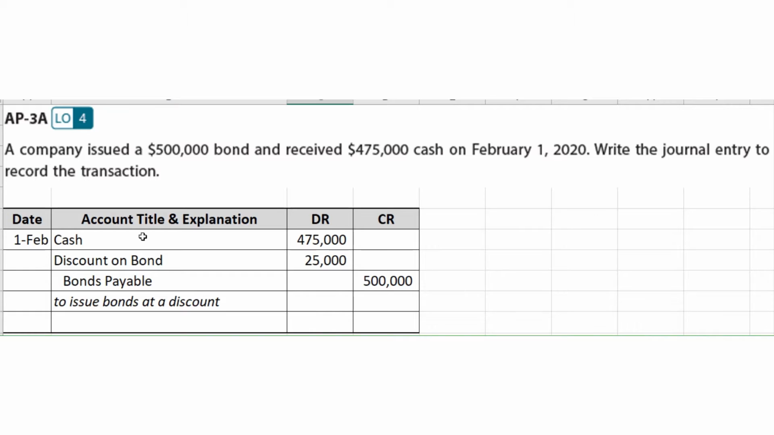Question 3A, we had a company who issued a $500,000 note bond but only received $475,000 in cash on February 1st, and we're just asked simply to record the journal entry to record this transaction. So we will debit our cash that was received, $475,000. We need to credit bonds payable for $500,000 being the face value of the bond. So therefore there was a discount on the bond worth $25,000, which will be a debit to that said account.